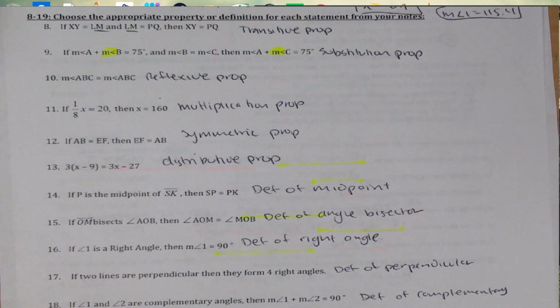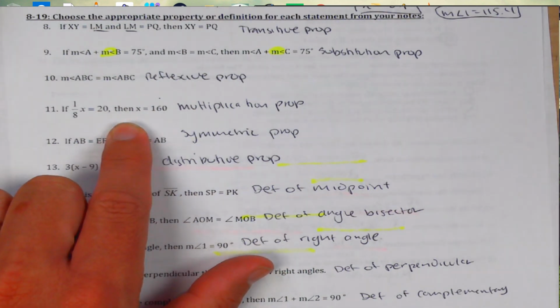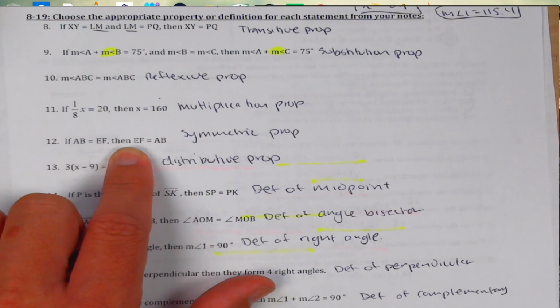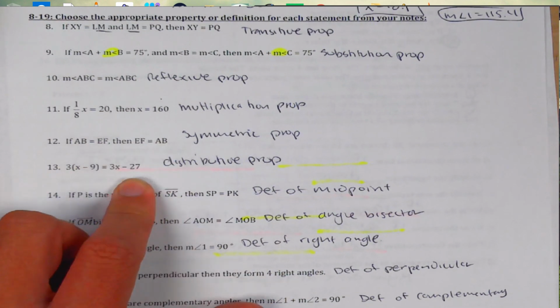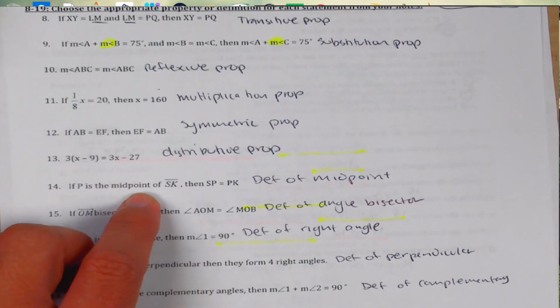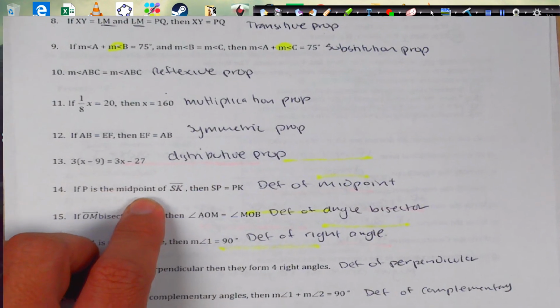Reflexive property, they look in the mirror and they see themselves. Here we're multiplying both sides by 8. This is symmetric. It's the same thing written, just in reverse order, so that's symmetric property. Here we're just multiplying the 3 through, so that's distributive property. P is the midpoint. That is just the definition of the midpoint.